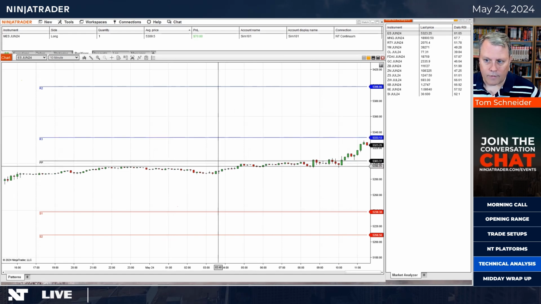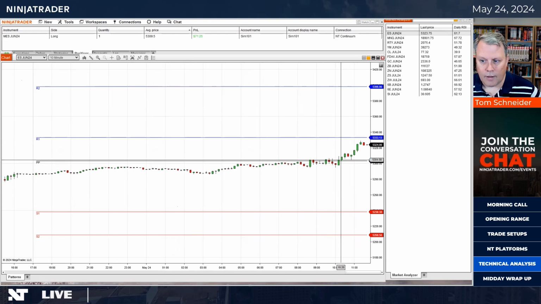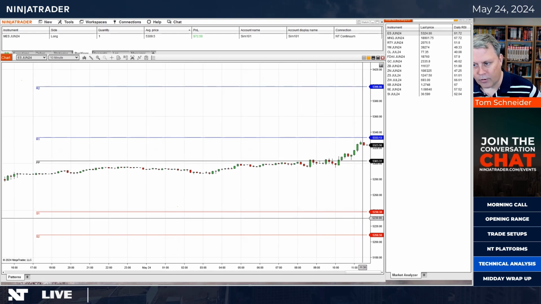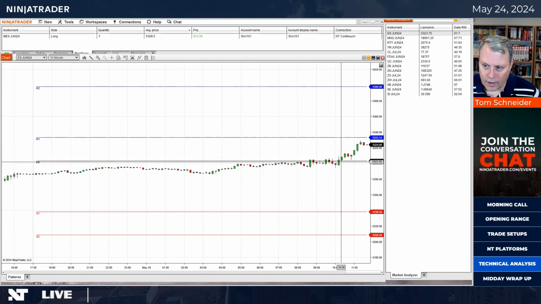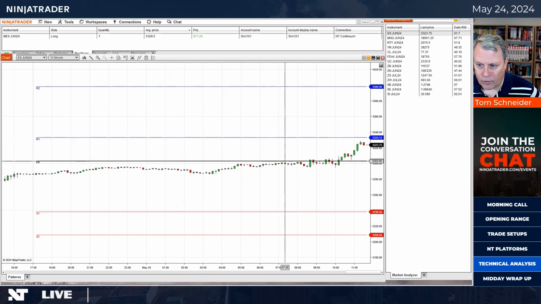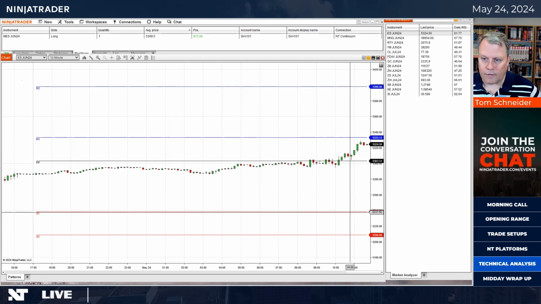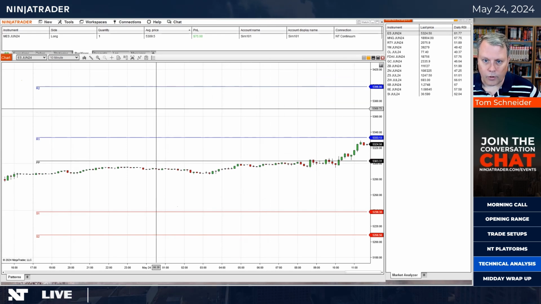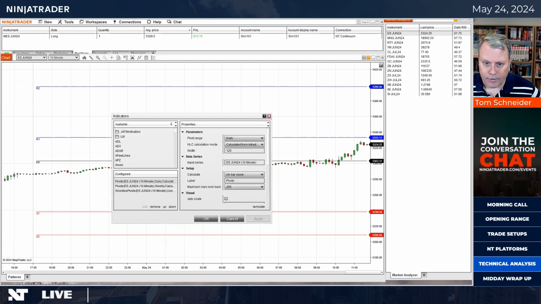Those are Woodies pivots. They work the same way. If I break one, I'm looking for the next one. If that level holds, I'm looking for a reflection to the other one, right? If it breaks through a level, I'm looking for the next one. If that level holds as resistance, I'm looking for a return to the previous level. That's Woodies pivots. We have a couple other pivots. I'm just going to show you what they are. We don't have time to go through everything about it. But this one is slightly different.